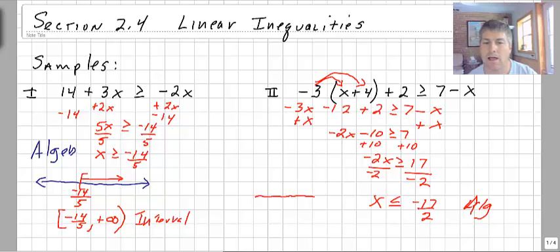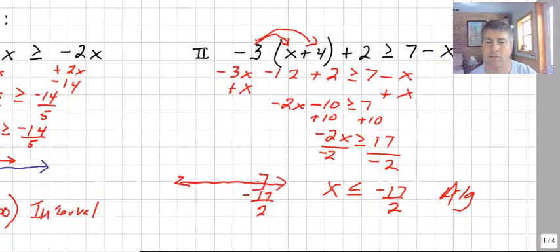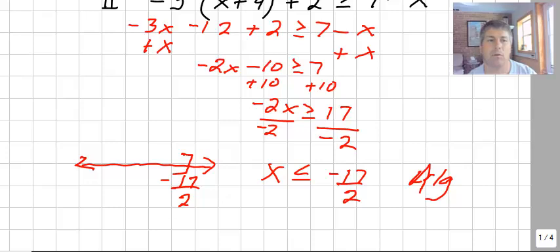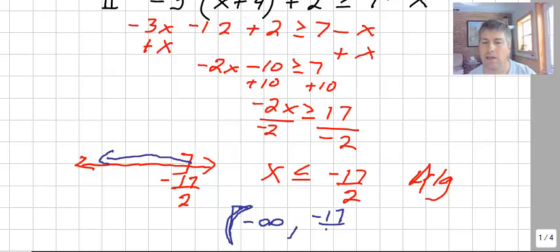We'll go ahead and graph our solution. We want everything less than or equal to negative 17 halves. Again, we're including negative 17 halves. And then we want everything that's less than or equal to that, so that is going to be everything to the left of negative 17 halves. So we got our bracket, and then finally our interval notation. We're going to go all the way to negative infinity, and we're going to start at negative 17 halves, and we're going to include negative 17 halves.